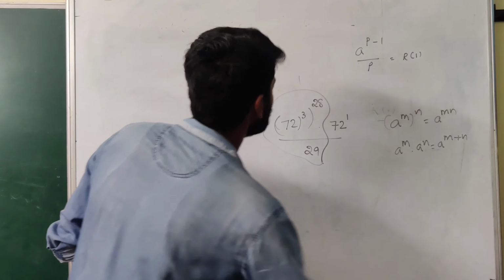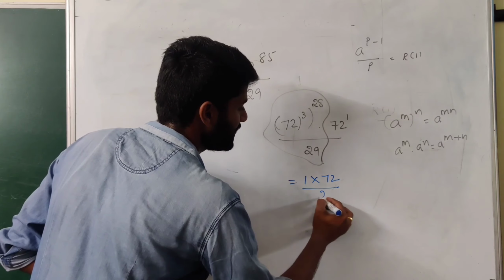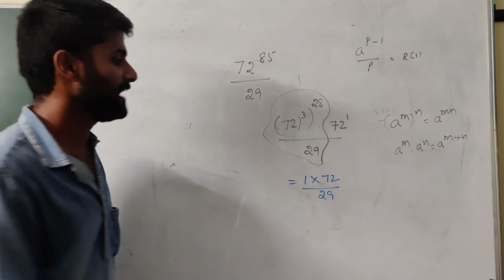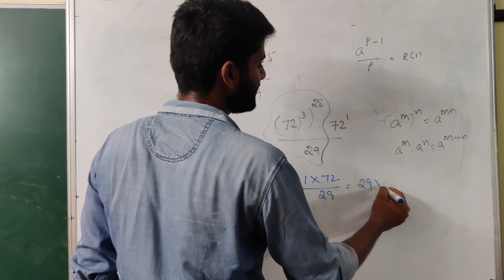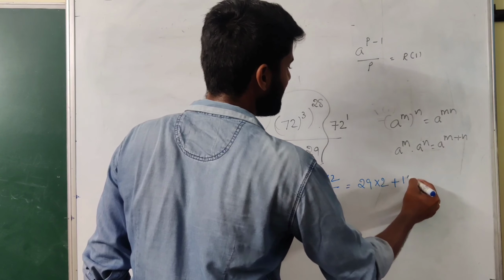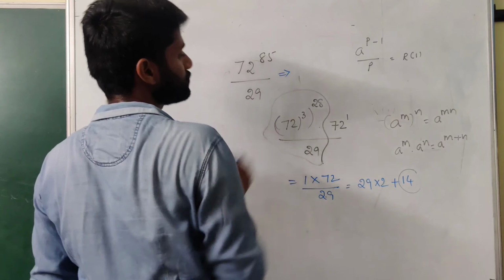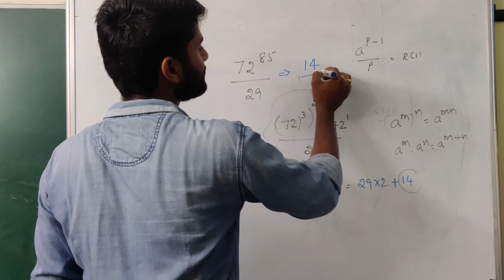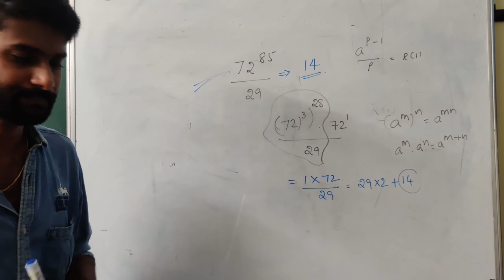And finally we have the final calculation. So 1 into 72 divided by 29. We just take it out: 72 divided by 29. So can I write 29 into 2 as 58? We have a remainder of 14. It means 72 power 85 divided by 29 gives the remainder 14. So that is the answer for this question.